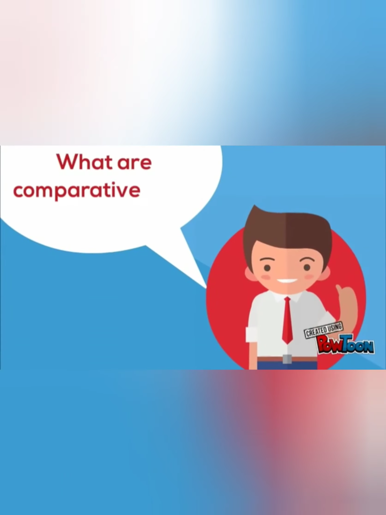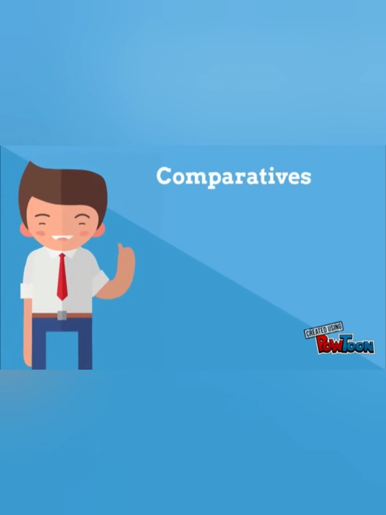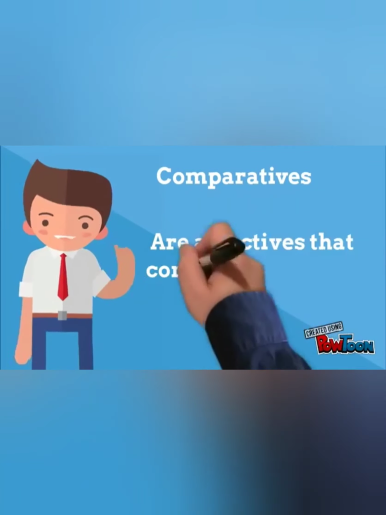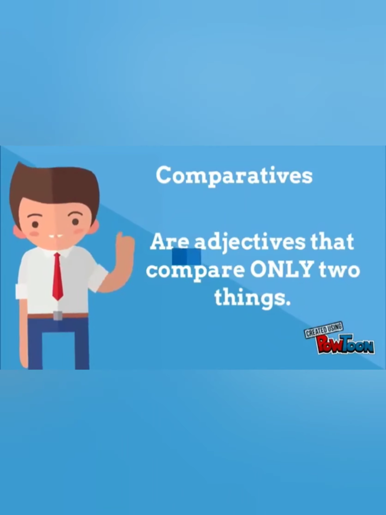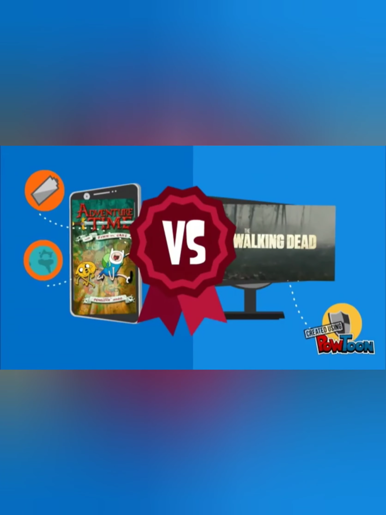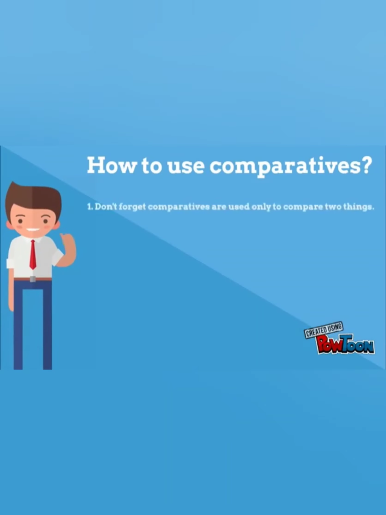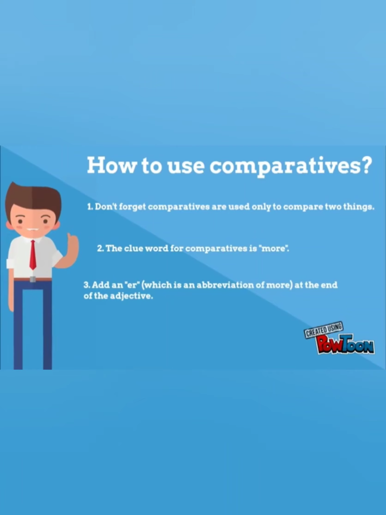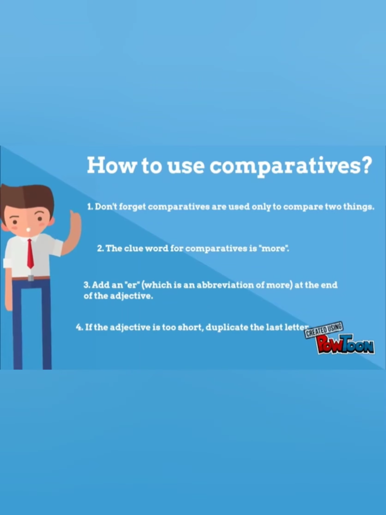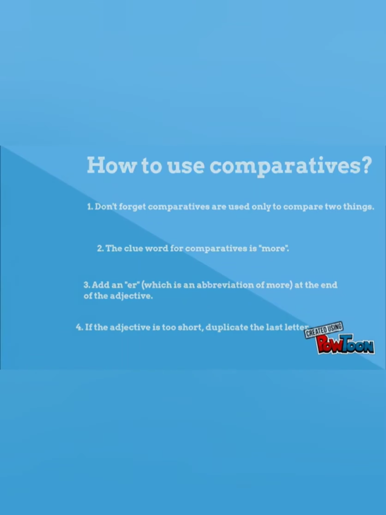What are comparatives and superlatives? Well, comparatives are adjectives that compare only two things. It's like comparing cartoons and TV series. How to use comparatives. First, don't forget comparatives are used only to compare two things. The clue word for comparatives is more. Add an ER, which is an abbreviation of more, at the end of the adjective. And if the adjective is too short, just duplicate the last letter.